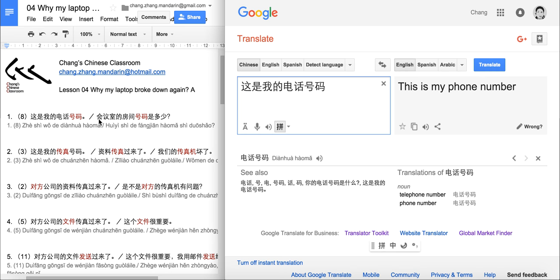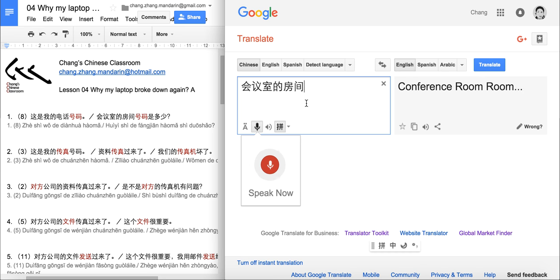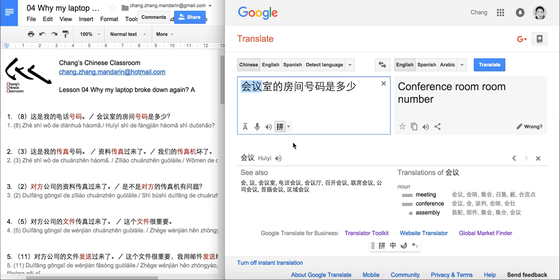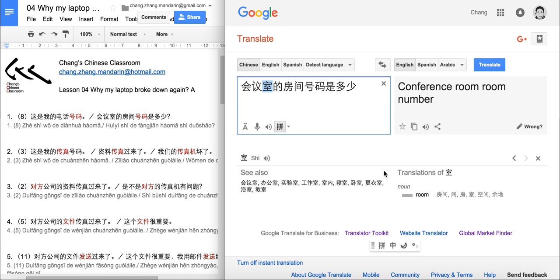Next one. 会议室的房间号码是多少? First, 会议室, do you remember? First, 会议. 会议 would be meeting. And the 室 normally refers to room. So, 会议室 would be meeting room. Right? 会议室 will be meeting room.